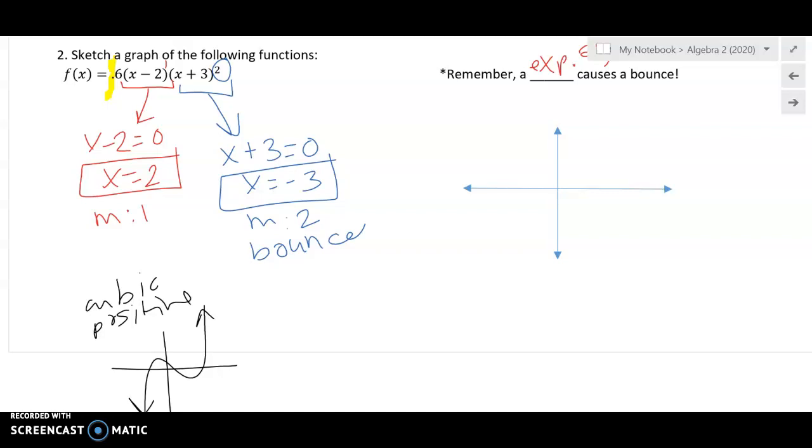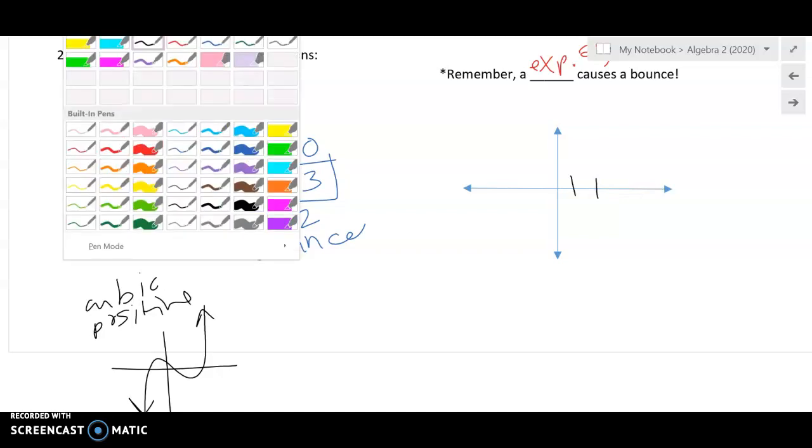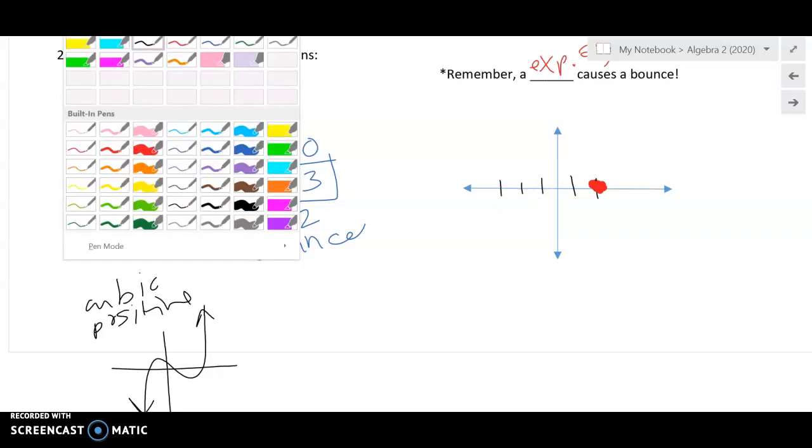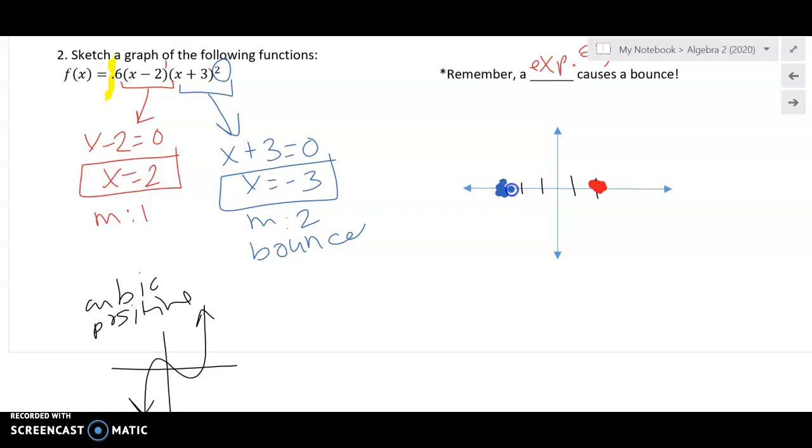So I have some solutions that I need to work with. I have a solution at +2. So I need to put a solution. I'm going to put a red dot. Let's do a giant red dot. I have a solution at +2. And I also have a solution at -3. Let's do a giant blue dot. Okay, so there's my solutions, right? My red solution and my blue solution.